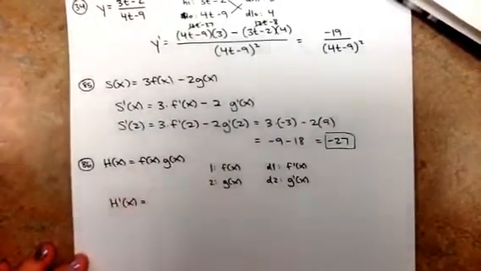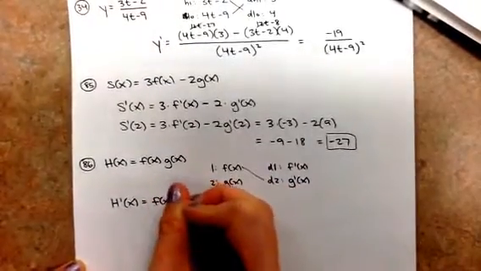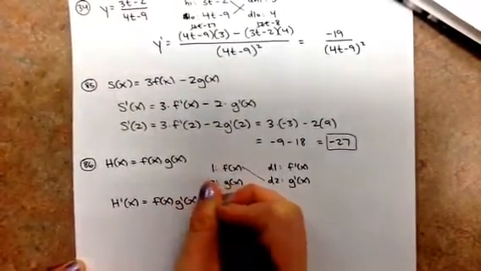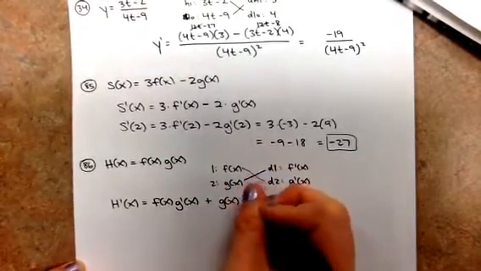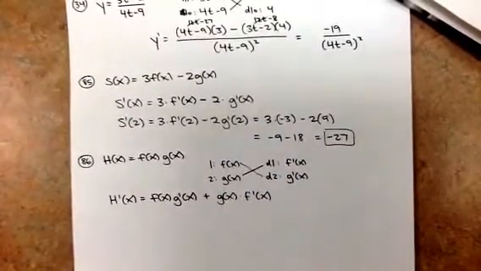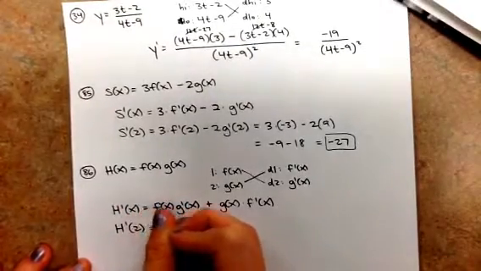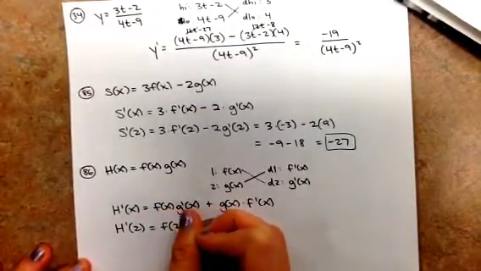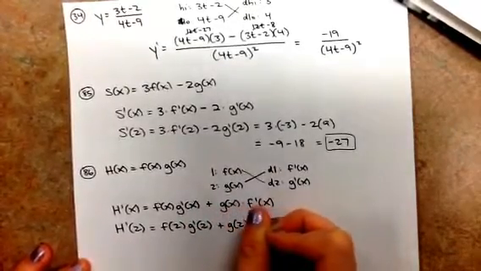So for h prime, we do 1 d2, so f of x times g prime of x, plus 2 d1, so g of x times f prime of x. So this is just the product rule, like that should look familiar to you. So again, we're specifically looking for the derivative at 2, so I'm going to replace all these values with 2's and then just grab the numbers right off the table.